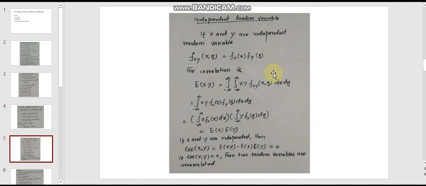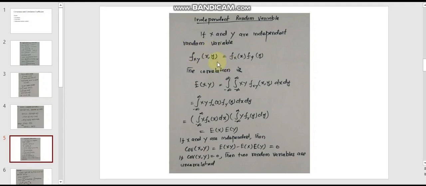Now let us talk about independent random variables. Suppose x and y are independent variables. We already know that for independent random variables, their joint PDF or joint probability mass function factorizes. In this case, I am considering the continuous situation.